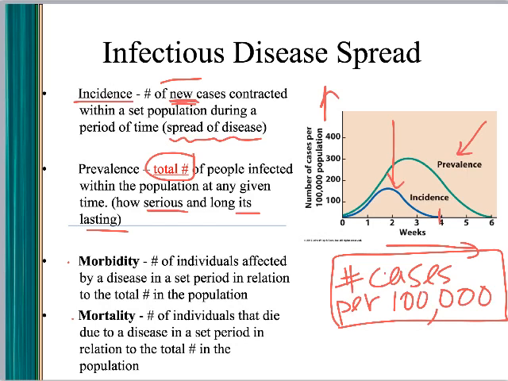Okay, now two more vocabulary terms are morbidity and mortality. So morbidity is just the number of people or individuals that are affected by it, and it's always in a set period of time, and it's in relation to the total number of people in a population. Okay, so it's just, do they have it? Are they sick? Okay, and then mortality is how many die. So morbidity, mortality, incidence, and prevalence.